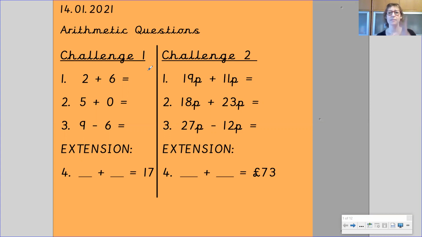2 add 6. So we've got 2 and 6 more. 1, 2, 3, 4, 5, 6. So that gives me a total of 5, 6, 7, 8. 5, add 0. So I've got 5 and I'm not adding anything else to it, so I have still got my 5.